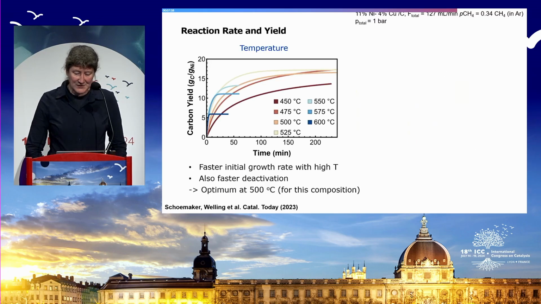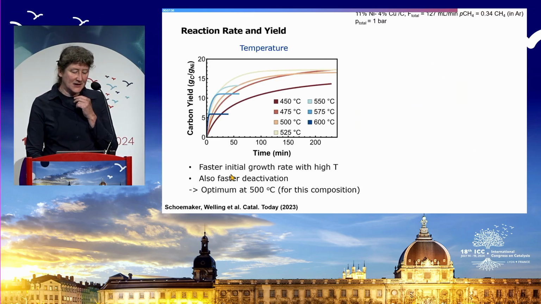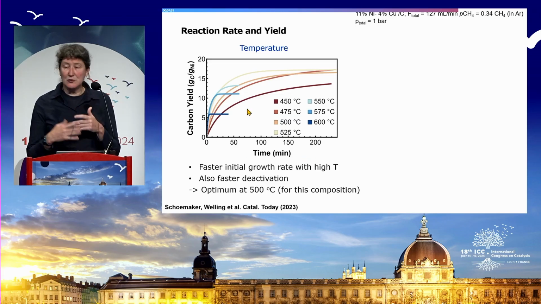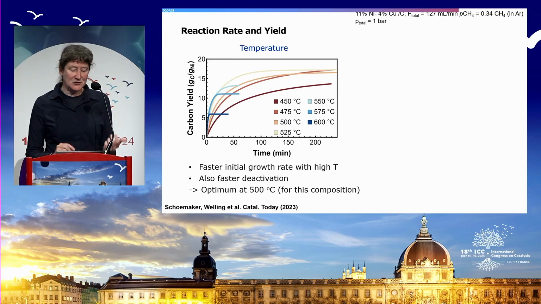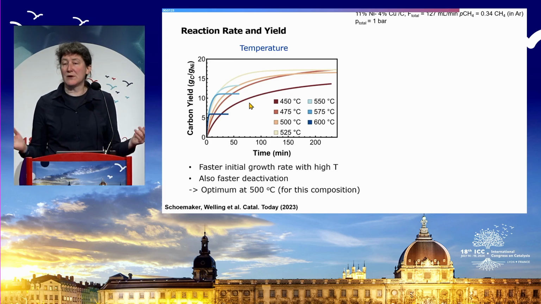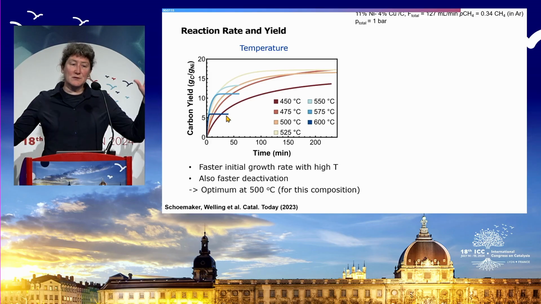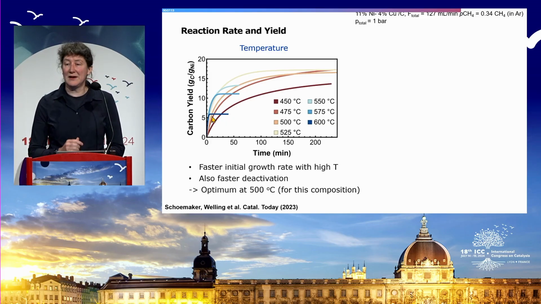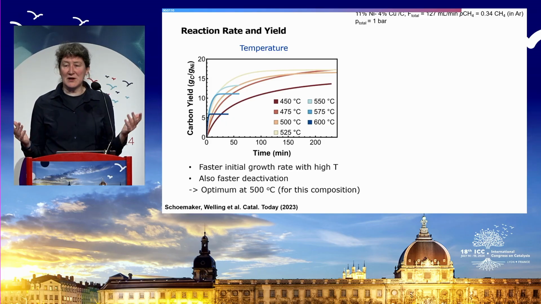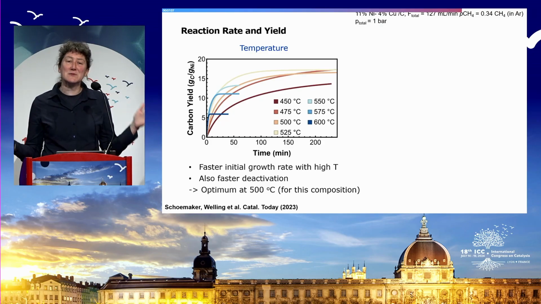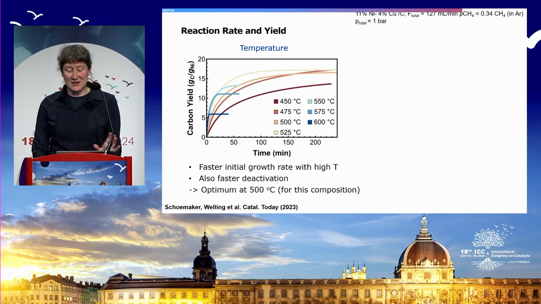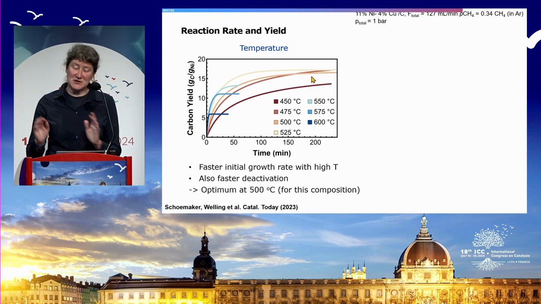So let me give you some feeling for the system. What you see here is the carbon yield, measured gravimetrically as a function of time. And you can do that, for instance, at different temperatures. If you go to a very low temperature, like 450, growth is very slow, but it continues for a very long time. If you go to a very high temperature, like 600, it's like a burst of carbon, but it also stops very, very rapidly. So of course, what you'd like to have at the end is the maximum amount of carbon, and the optimum is somewhere in between.